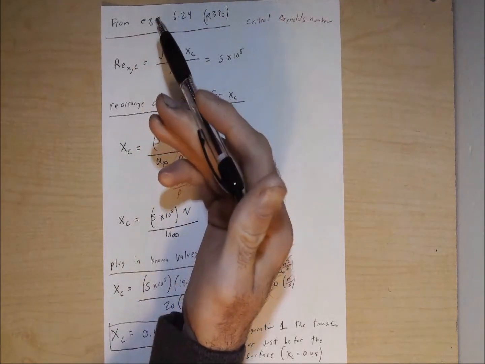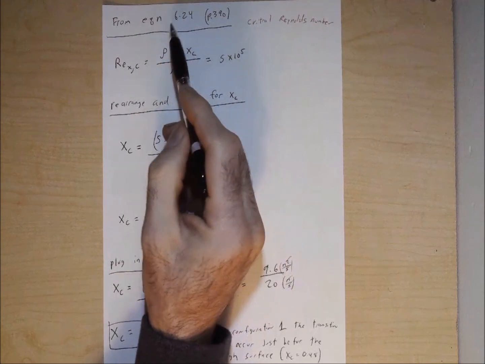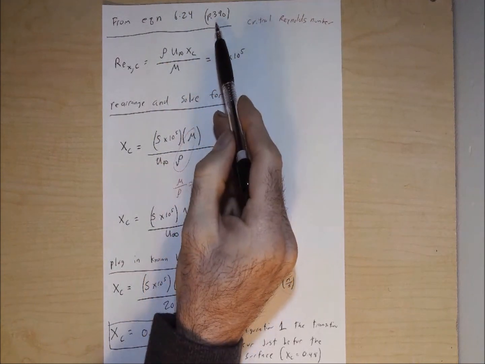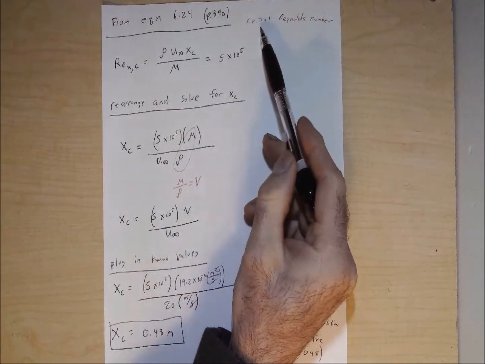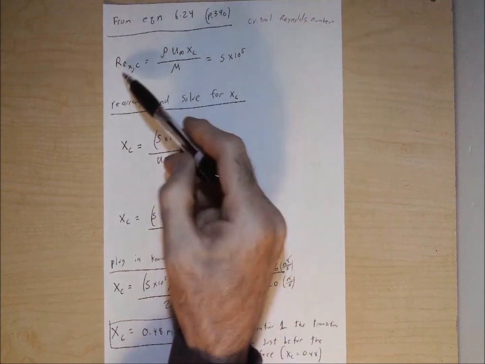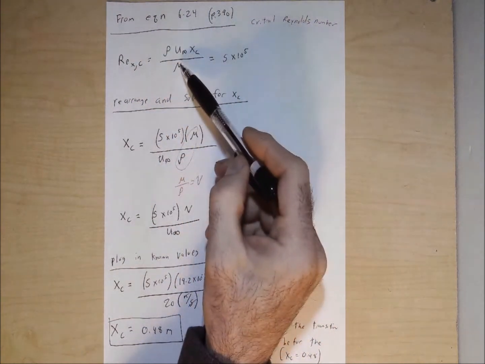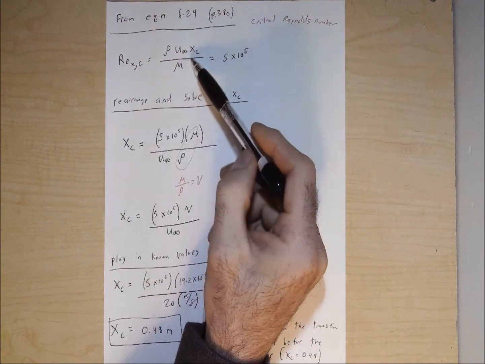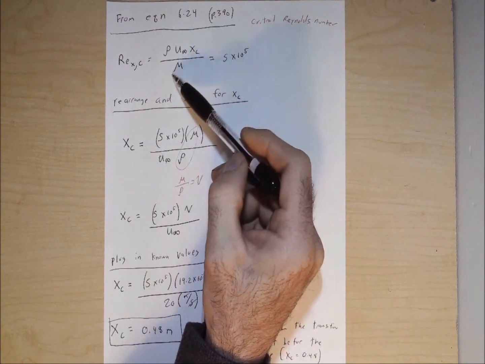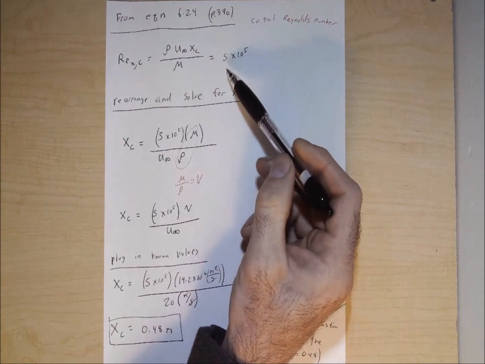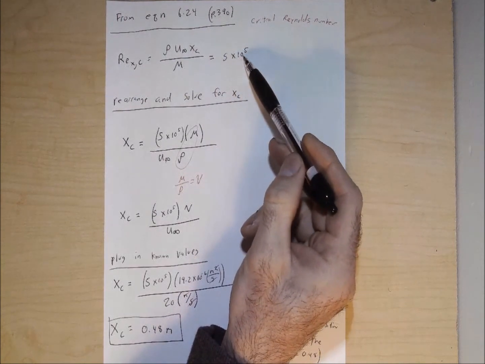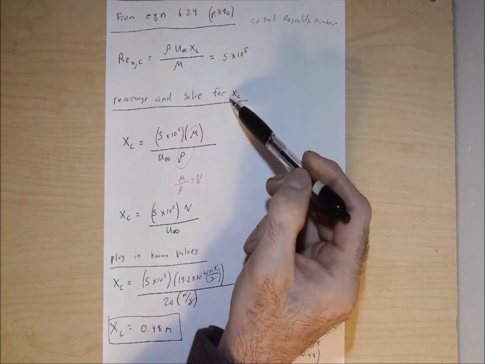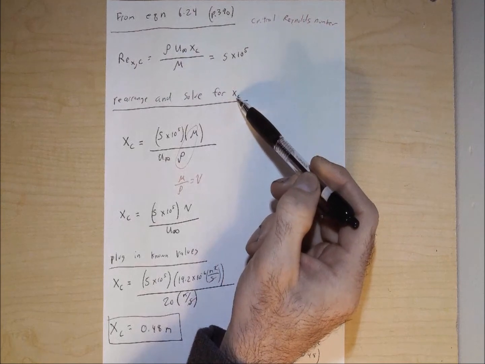So for the next part of our solution, we're going to go to equation 6.24 on page 390 of our textbook, and this is to solve for our critical Reynolds number. We have this relationship given by equation 6.24: rho times u sub infinity times x sub c, the location there, divided by mu, is equal to 5 times 10 to the 5th. Now we can rearrange and solve for that location x sub c.